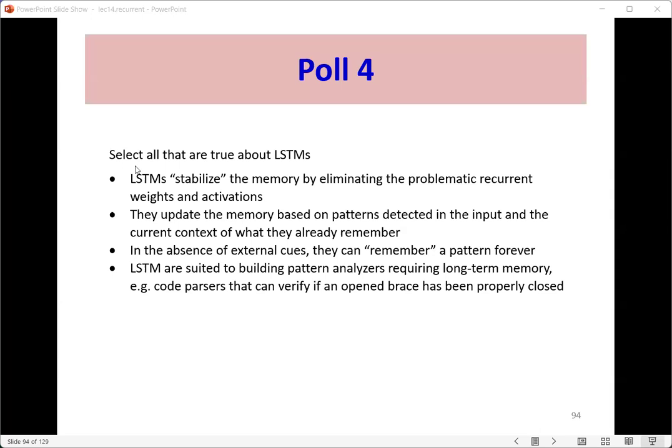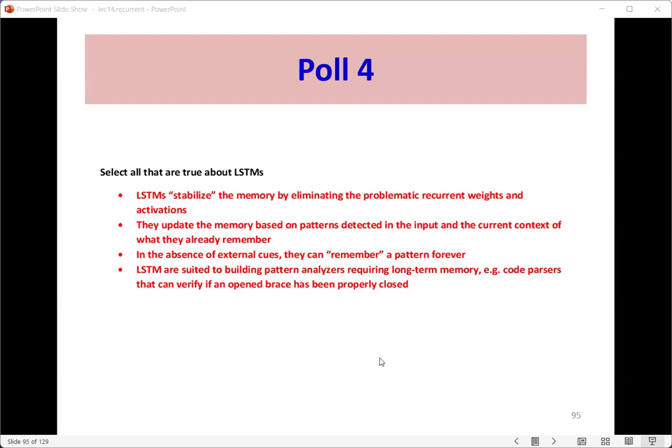Can you tell me, is this first statement true? LSTMs stabilized the memory by eliminating the problematic recurrent weights and activations. True or false? True, right? They update the memory based on patterns detected in the input. True, right? In the absence of external cues, now they can remember a pattern forever. True. So they are suited to building pattern analyzers requiring long-term memory. True, right? Okay, so all of them are true.